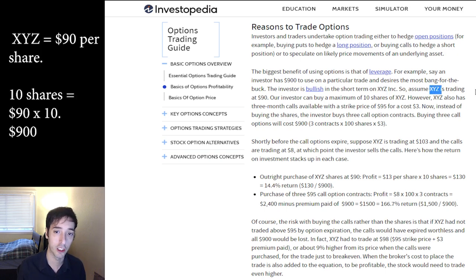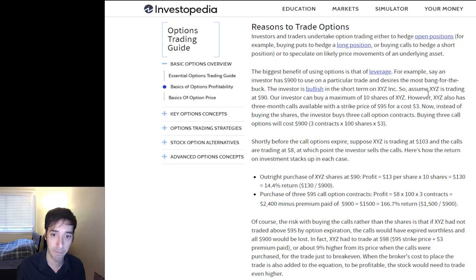Now let's assume that the share price is $90 on company XYZ. So the stock is at 90, and that means that if you have $900, you can buy 10 shares, right? Because 90 times 10 is 900, and that's all the money you have. You can buy the 10 shares, right?